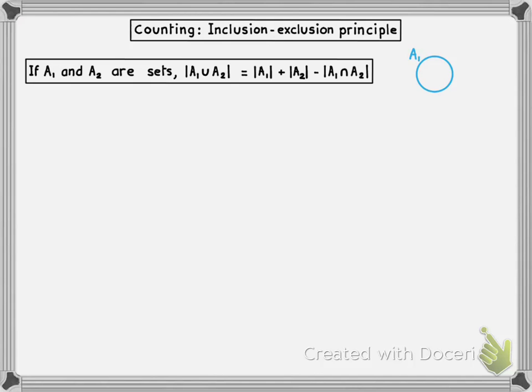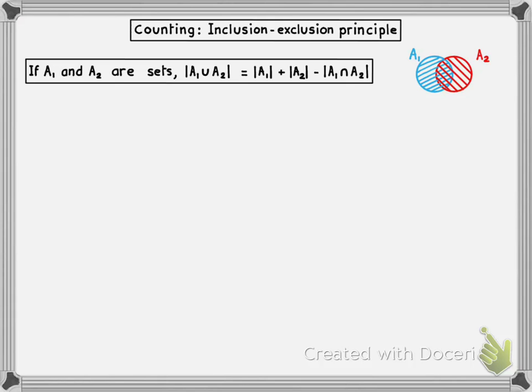So let's say you have a set A1 and a set A2, and you want to count the total number of elements that are either in A1 or A2 or both. So according to this calculation, you're going to first take into account the elements of A1. So you're going to count all the elements that are in blue here, that is in that set. Then you're going to add the total number of elements in A2. So these are the elements that are shown in red here.